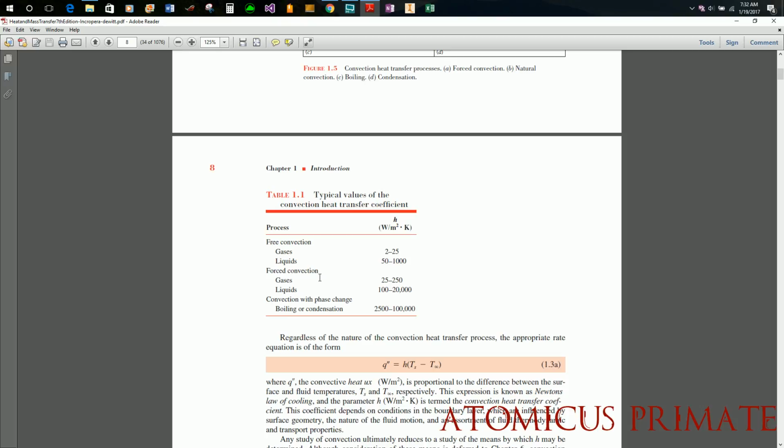And then convection with phase change, for boiling or condensing, goes from 2,500 to 100,000.